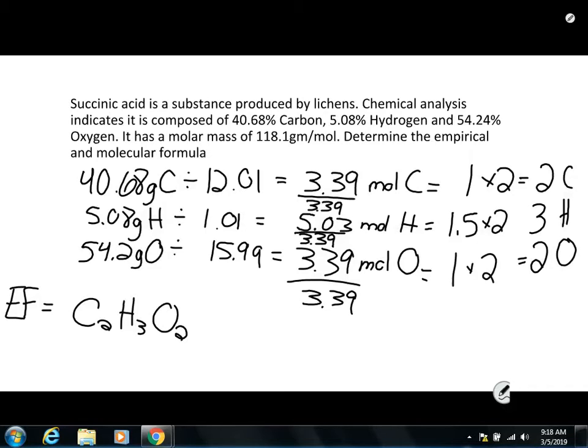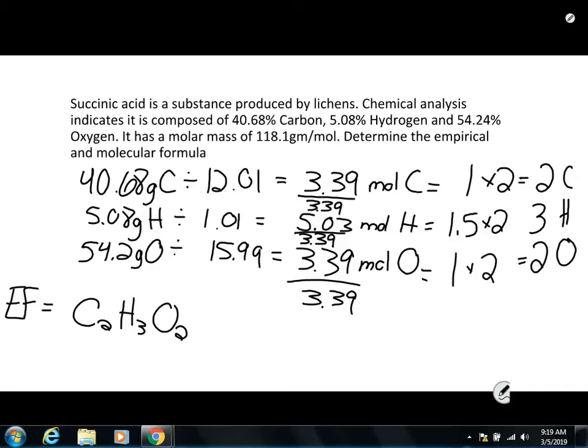What's the molar mass of my empirical formula? It has a molar mass. Determine the empirical and molecular. So we have succinic acid, a substance produced by lichens. Chemical analysis indicates it's composed of 40.68% carbon. It has a molar mass of 118.1 grams per mole. Determine the empirical and molecular formula.